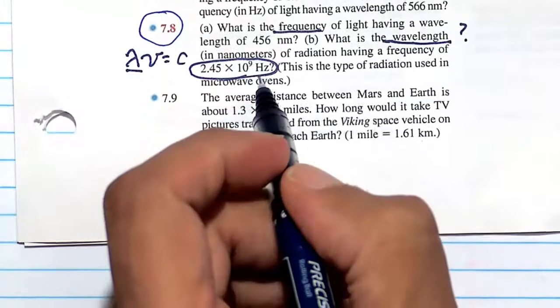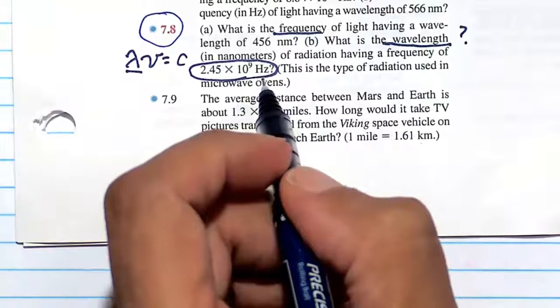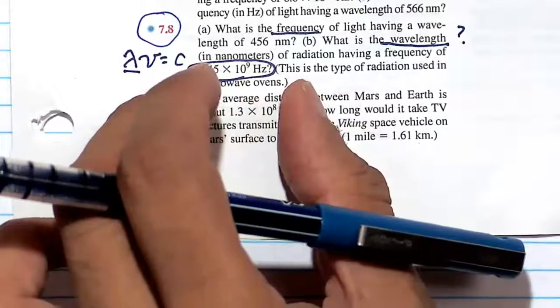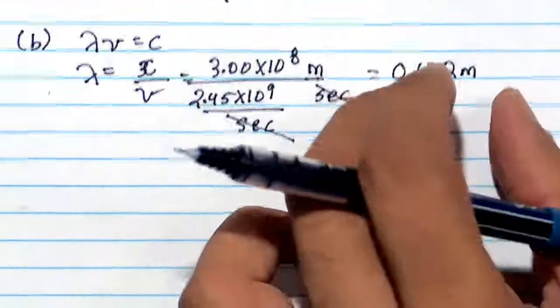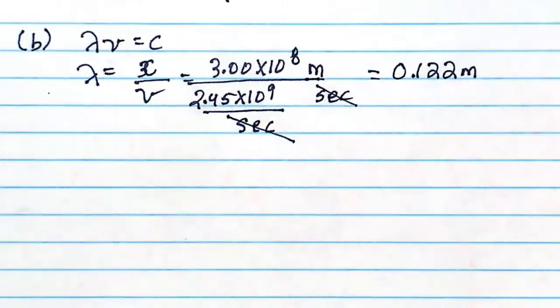10 to the 9th hertz is a very large frequency, magnitude-wise a very large number, and it would equate to a very small wavelength. Okay, large frequency, small wavelength: frequency and wavelength are inversely proportional.